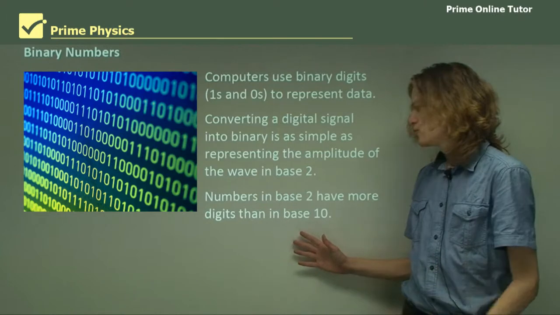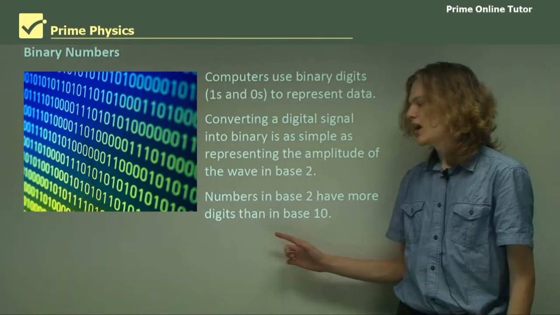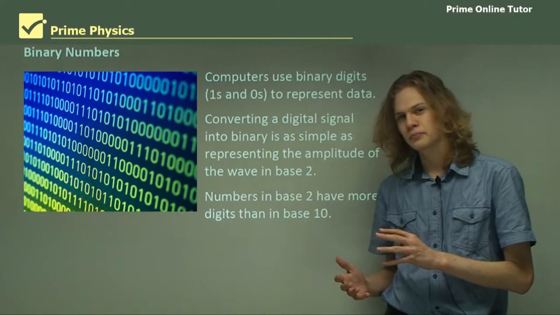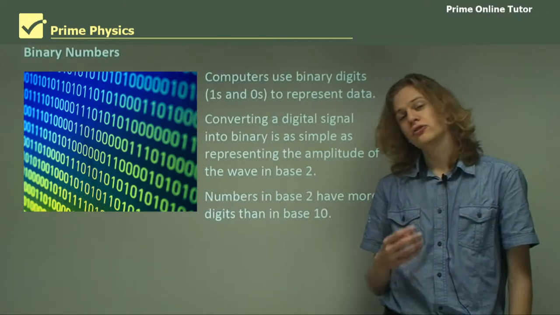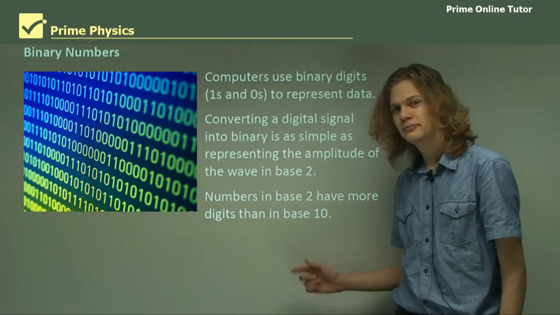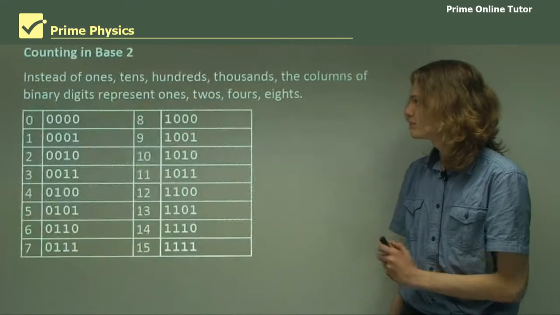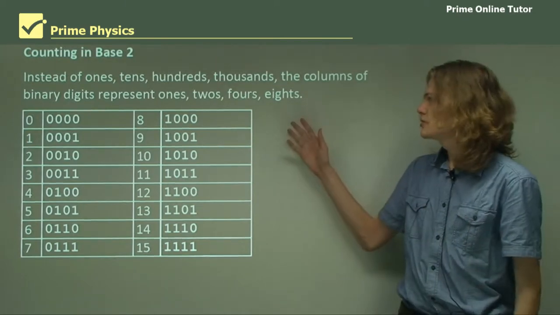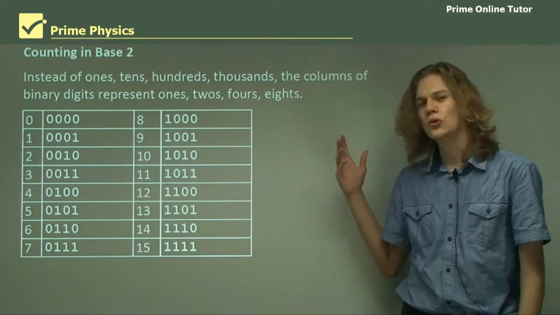So numbers in base 2 have more digits than they have in base 10. If you're trying to represent 8, for example, then in base 2, that's 4 digits long. In base 10, it's still only 1. So instead of tens, hundreds, thousands, we have ones, twos, fours, eights.